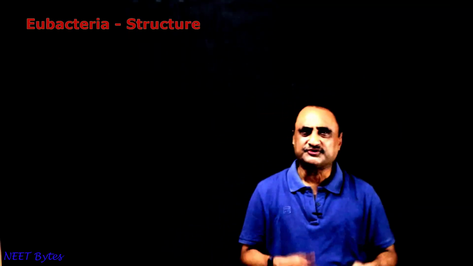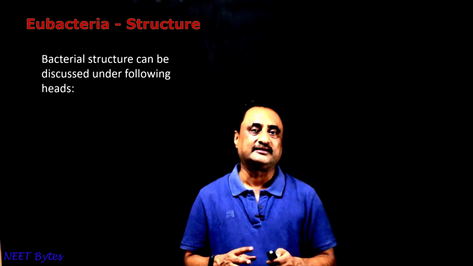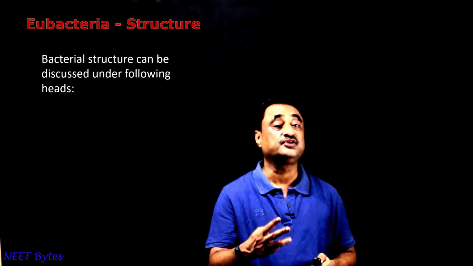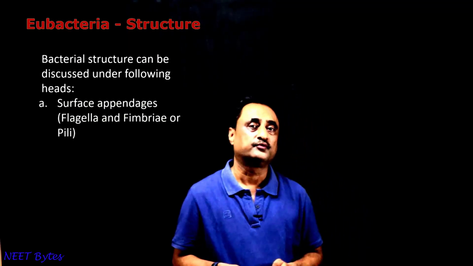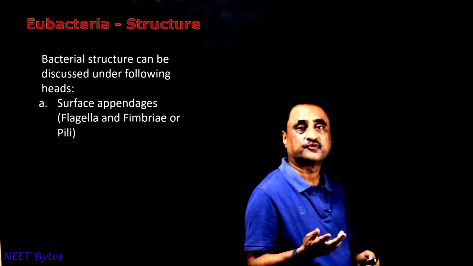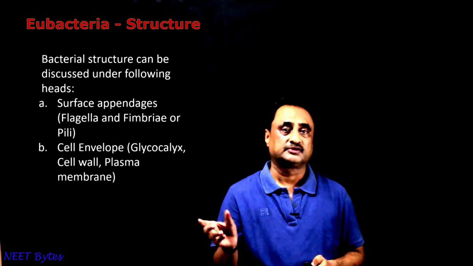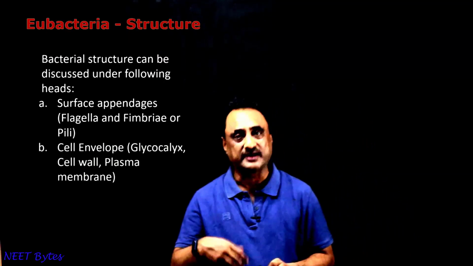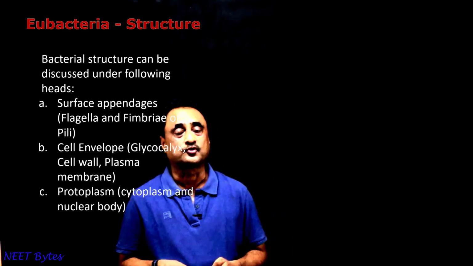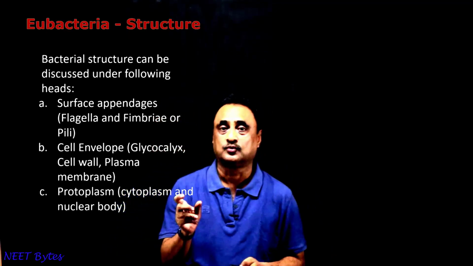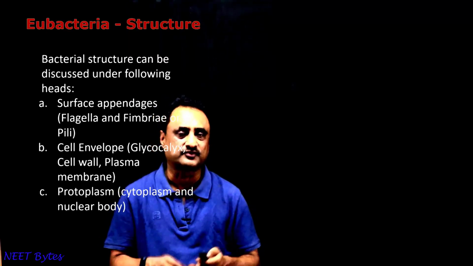Let's talk about the bacterial structure. This entire structure can be discussed under three broad heads. The very first is surface appendages, where we discuss flagella and fimbriae. The second is the cell envelope, which includes glycocalyx, cell wall, and the plasma membrane. And finally, the protoplasm, where we see the genetic material and the cytoplasm present in a cell. These are the things we study.